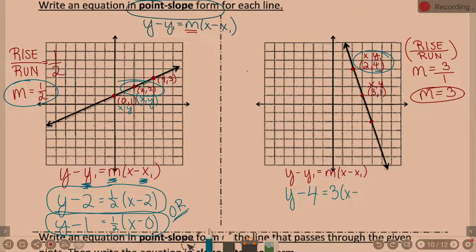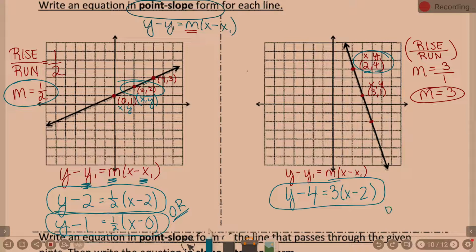Yep. What's its partner? 2. We have to use the 2. Okay, I ain't gonna lie, that was easy. As long as we're not sleeping through it, as long as we're trying, this one's not bad.